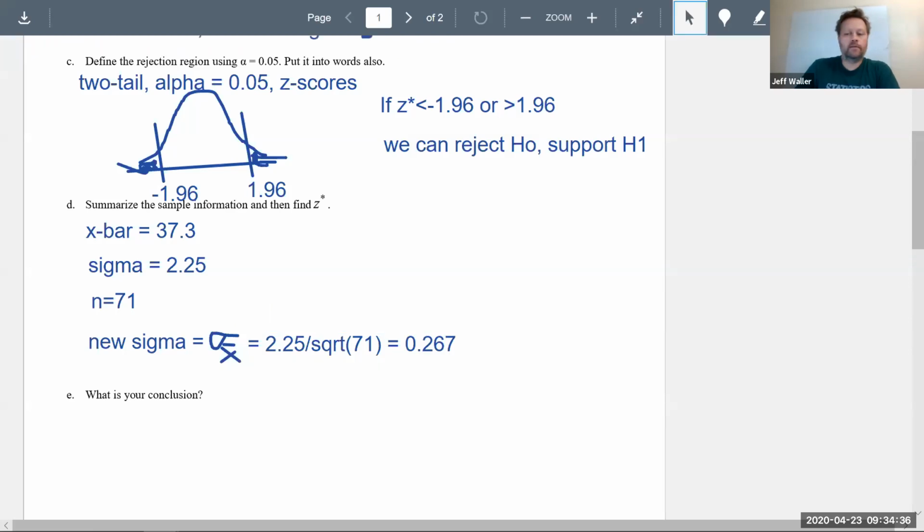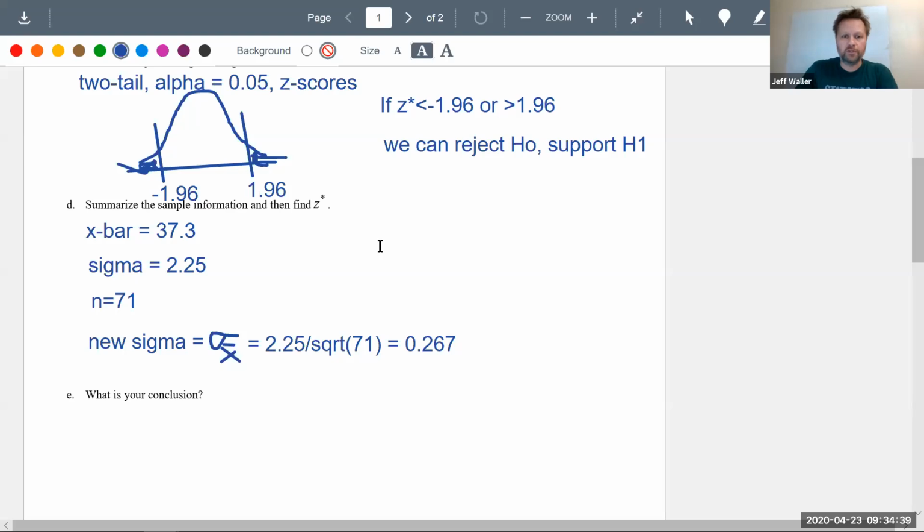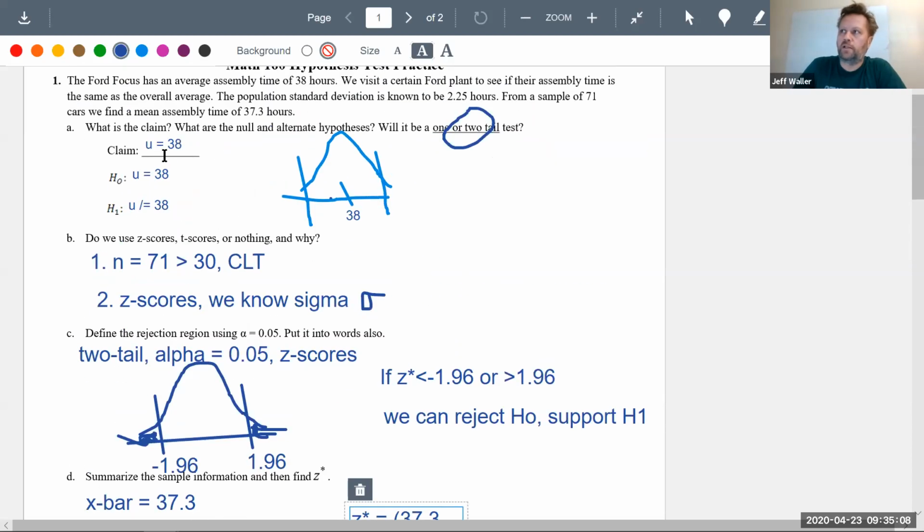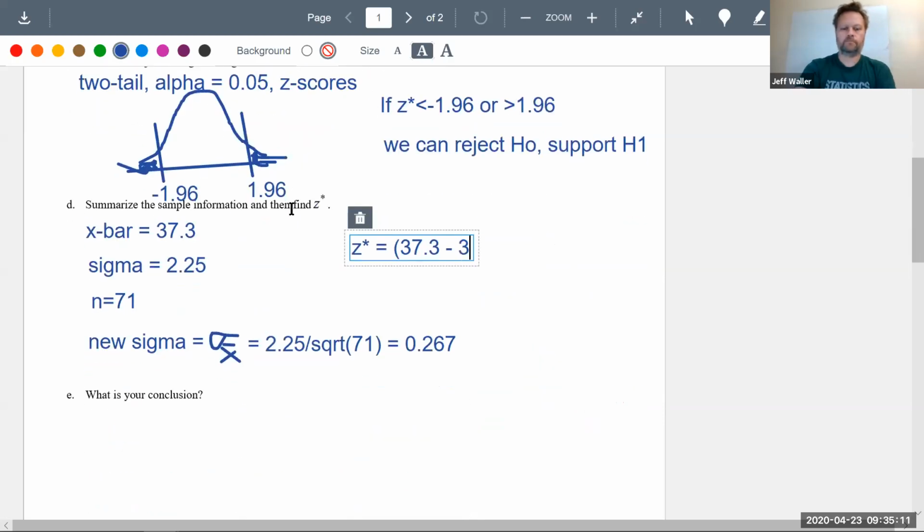So the whole thing really is, the more comfortable you were with what we did in chapter 6, in chapter 7, the easier several of these steps will be. This step is completely old news. I'm just going to make a z-score. I just happen to call it z star. It's always the same formula. It's our data, 37.3, minus what the middle is. We're assuming the middle is 38, right? Divided by the spread, which was 0.267.